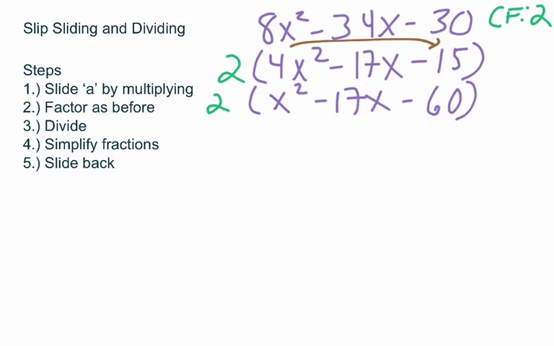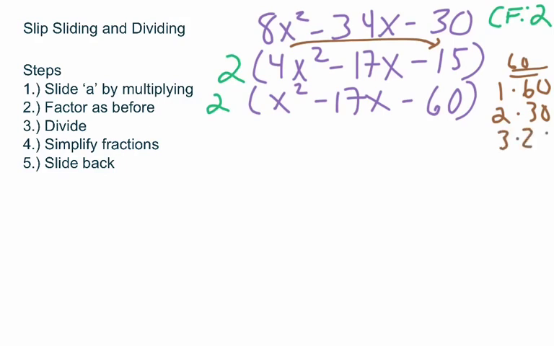to 60 but add up to 17. So I'm going to start listing them. I have 1 times 60. Well, if I add them, I get 61. If I subtract them, I get 59. So not that. 2 times 30. If I add them, I get 32. If I subtract them, I get 28. Closer to 17, but still not close.